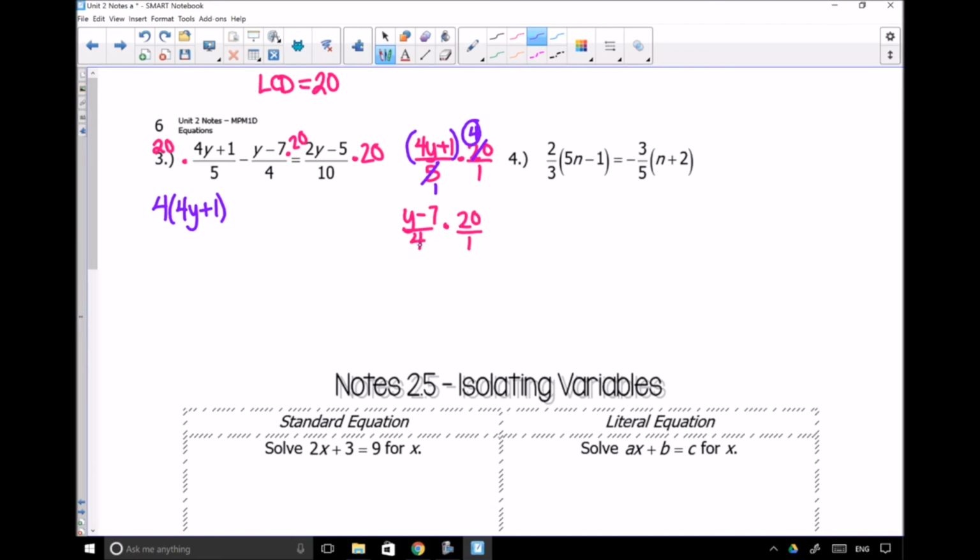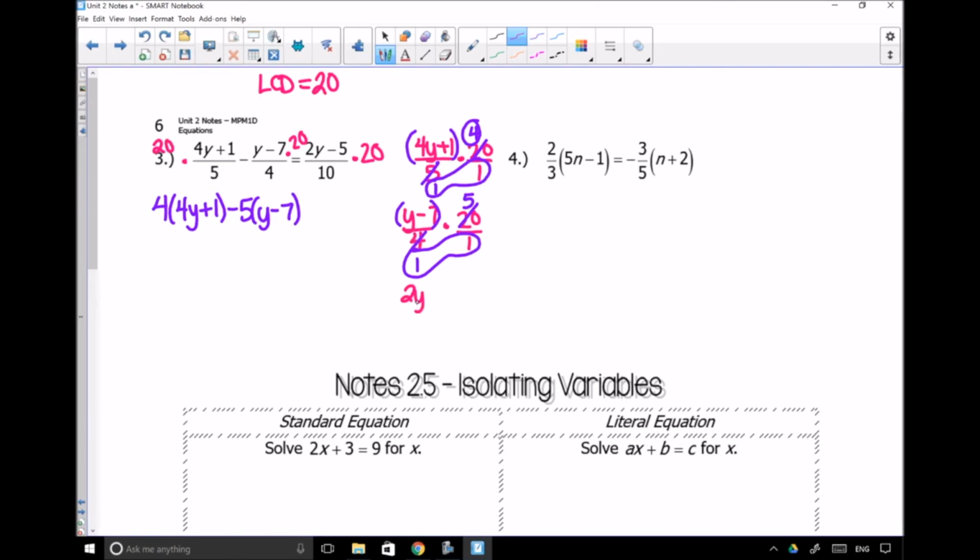So, they're both divisible by 4. 4 divided by 4 is 1. 20 divided by 4 is 5. So it's 5 times this whole thing. So I'm going to say minus 5 times y minus 7. Why don't I have any denominators? Because they're both 1s, and anything divided by 1 is itself. Okay? All right, let's do the last fraction.